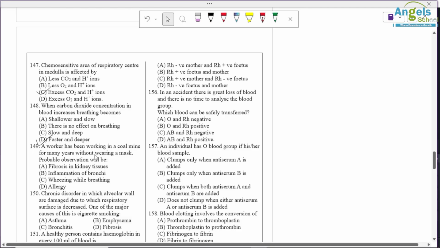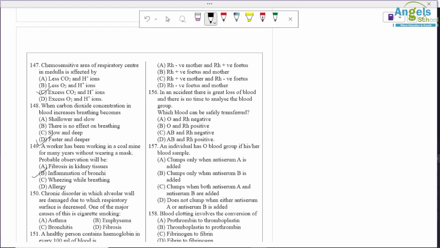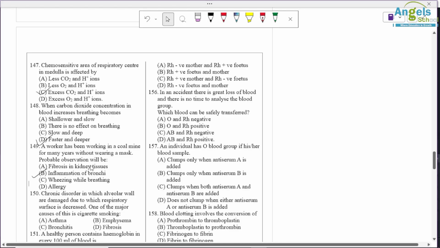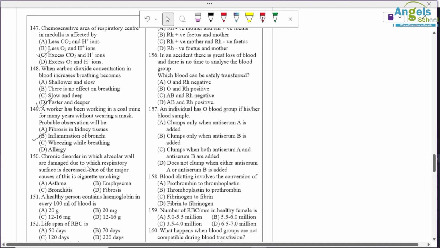A worker has been working in a coal mine for many years without wearing a mask. The probable observation will be? Okay, so the probable observation is inflammation of bronchi and then fibrosis in lungs only. But fibrosis in kidney is not possible. Question number 150. The chronic disorder in which alveolar walls are damaged and respiratory surface is decreased, of which the major cause is cigarette smoking. So it is about emphysema only. So B is the correct option.